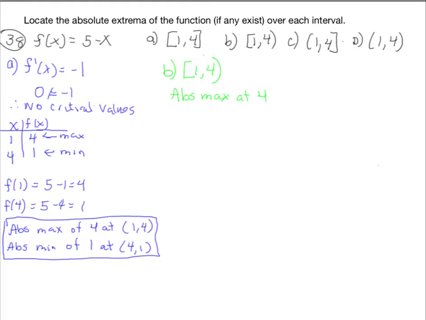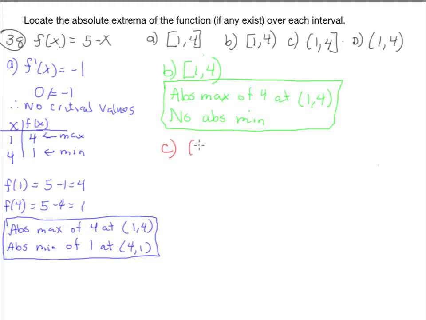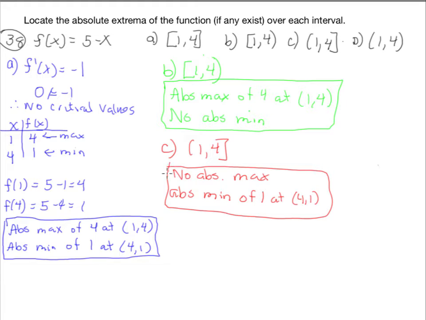So it cannot have an absolute maximum or minimum at that point. In this case, we have an absolute maximum of 4 at the point (1, 4), but because 4 is not included in our interval, we have no absolute minimum value. Part C, this time 1 is not included in our interval, so we will not have any absolute maximums, but we will still have our absolute minimum of 1 at the point (4, 1), since 4 is included in our closed interval.